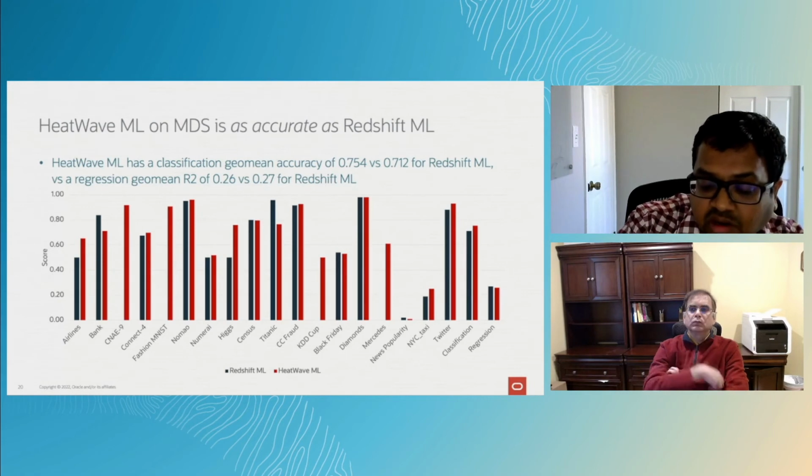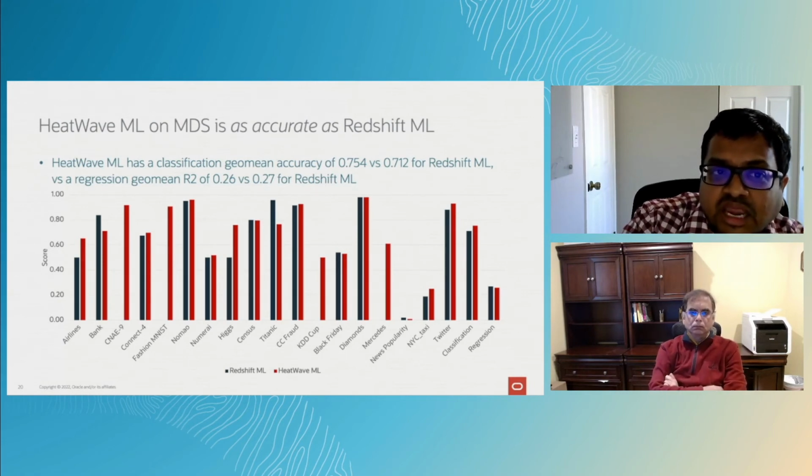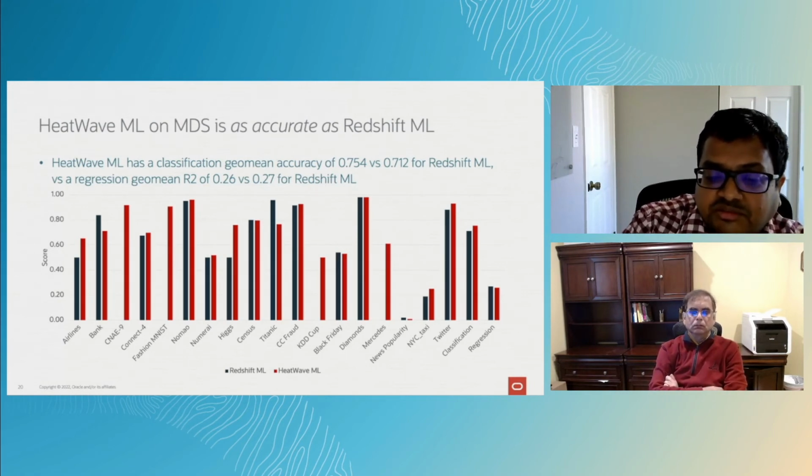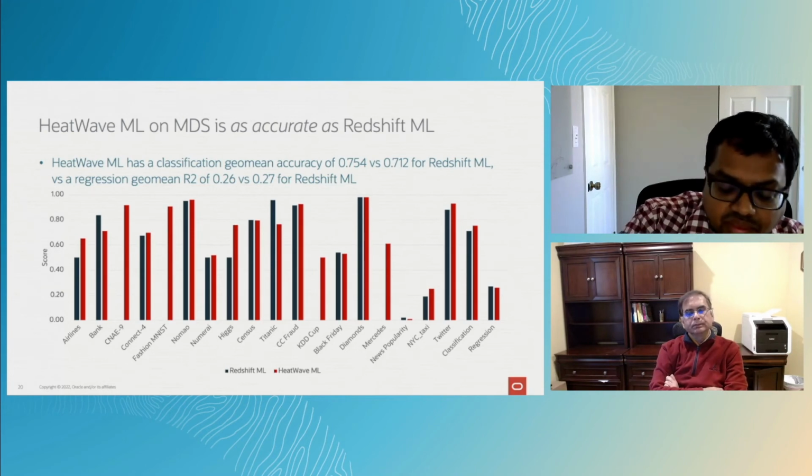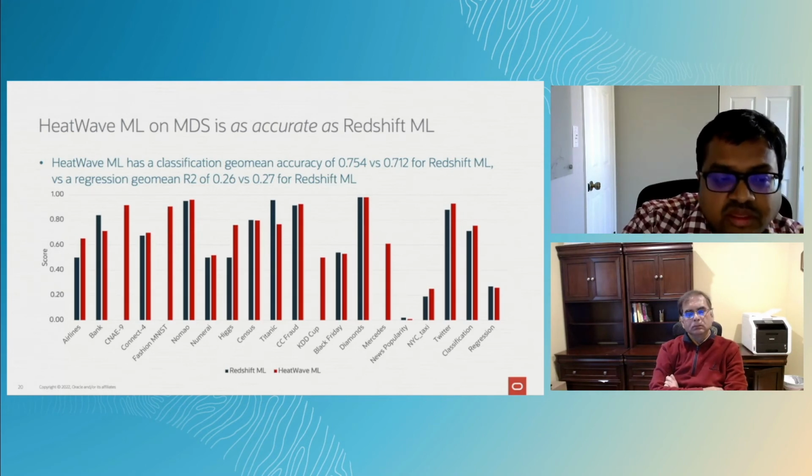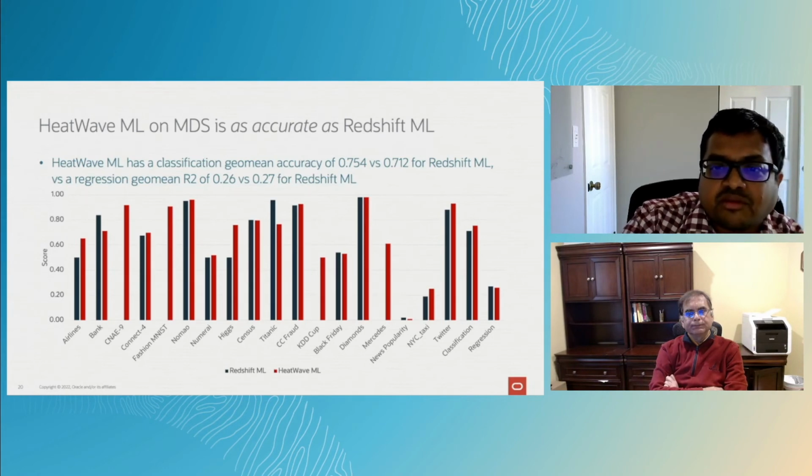The accuracy of the model also matters. And here also, HeatWave ML is as accurate as Redshift ML. The chart on the bottom shows the score achieved for different classification and regression datasets. In almost all cases, HeatWave gets a similar score as Redshift ML or actually higher, which makes a classification geomean accuracy of 0.754, much higher than the 0.712 for Redshift ML.